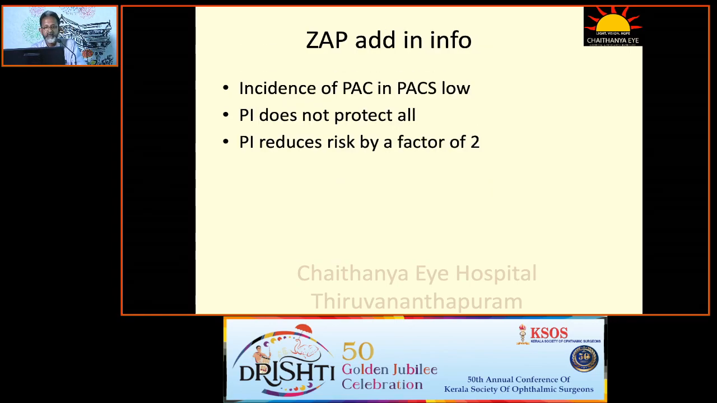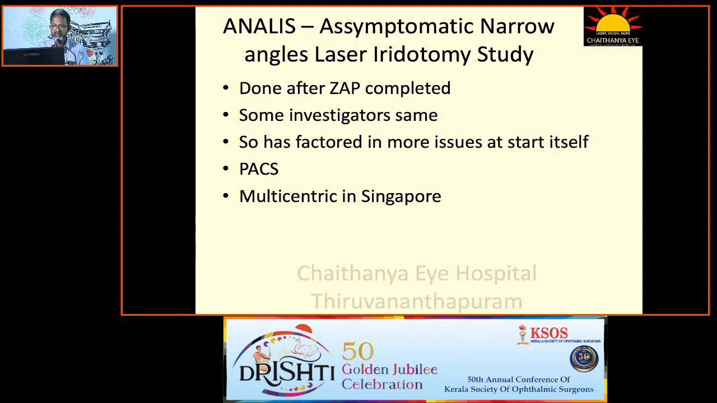So again, the same thing: PI reduces the risk by a factor of 2, is what they told us. But almost the same team, quite a few investigators being the same, did this ANA study as a follow-up on it. This is the symptomatic narrow angles laser iridotomy study. This is in Singapore, multicentric. And some of the factors which were considered limitations in the ZAP were taken care of.